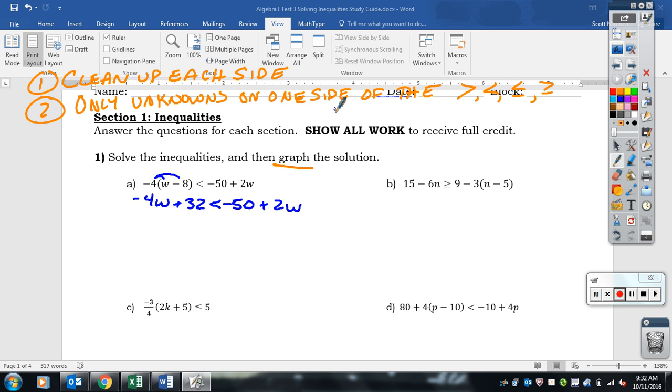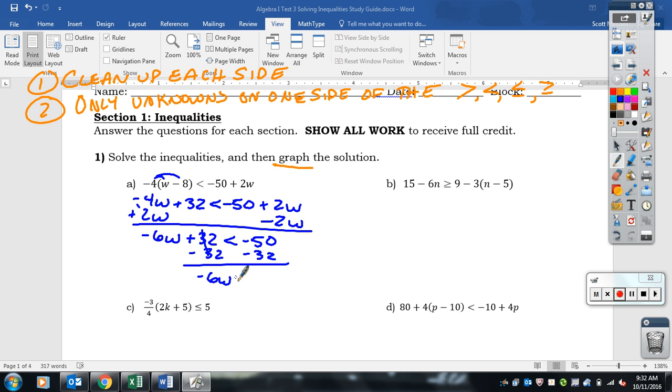Now I deal with the fact that there's variables on both sides. Try to get rid of one of the two. I'm going to get rid of the 2W by subtracting 2W, just to teach you something else. Negative 4W and negative 2W, keep change change, is negative 6W plus 32 is less than negative 50. Now it's in two-step form, minus 32, minus 32. Negative 6W is less than negative 82.